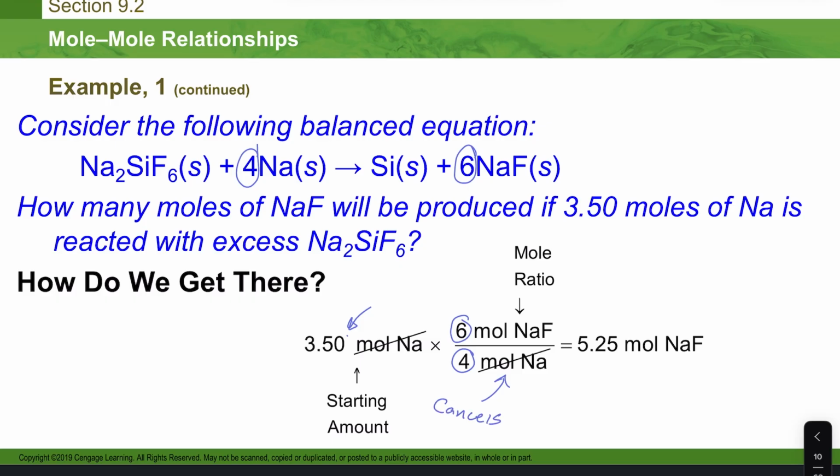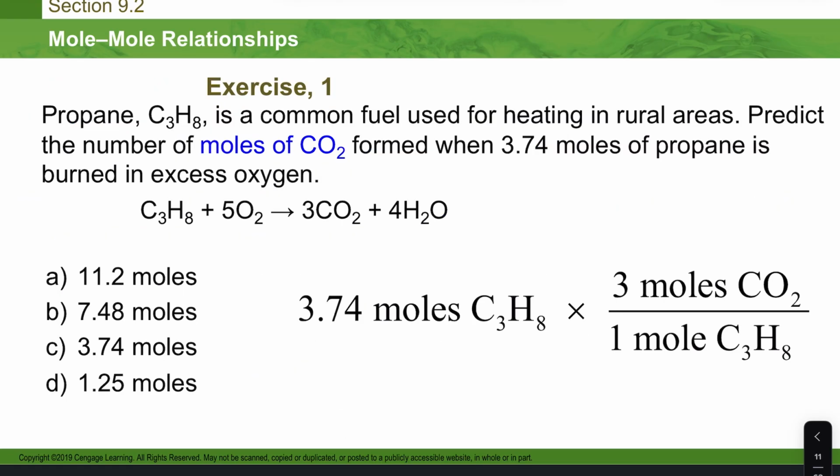Then we will multiply 3.50 times 6 divided by 4. That ends up with this value right there, 5.25 moles. Okay, go ahead and try this out, and then we will come together. Actually, this is the answer right here. Or this is the way to get to the answer right here. But go ahead and try it out for yourself, and then we will reconvene in just a second.